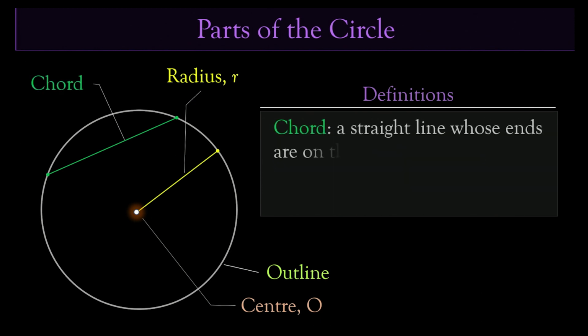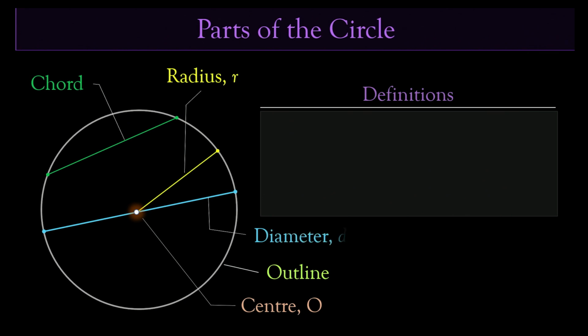And what is a chord? It is a straight line whose endpoints are on the outline of the circle. So if you draw a line that touches the circle at 2 points on the circle, then what you have is a chord. Let's move on then. The next is another line.